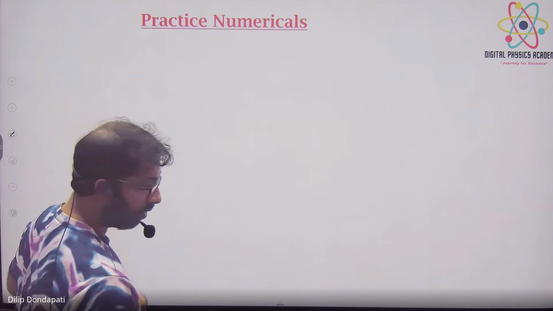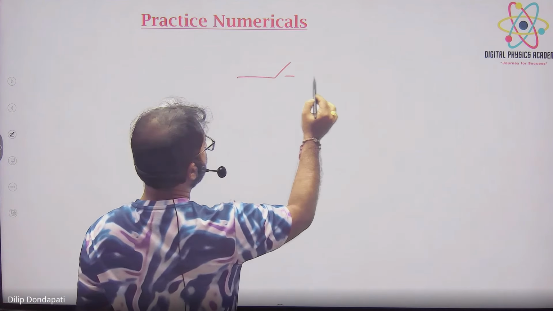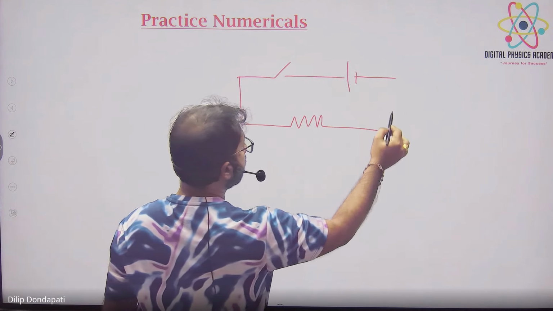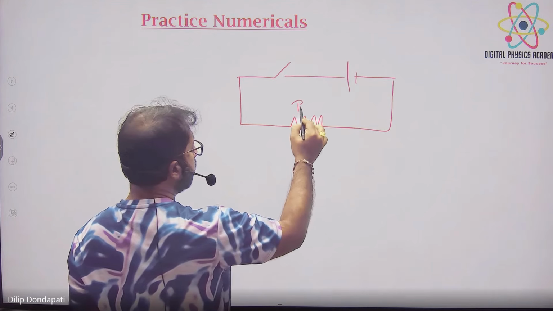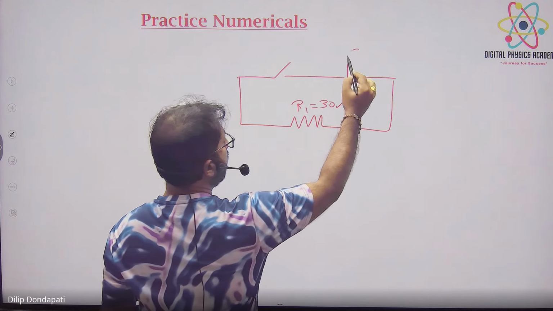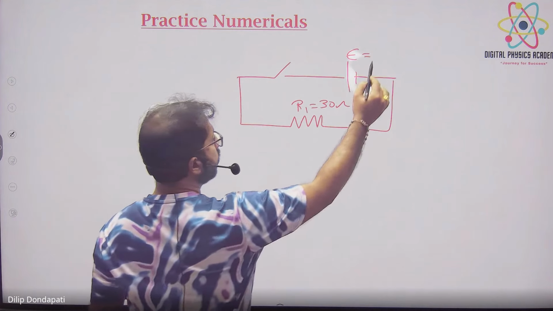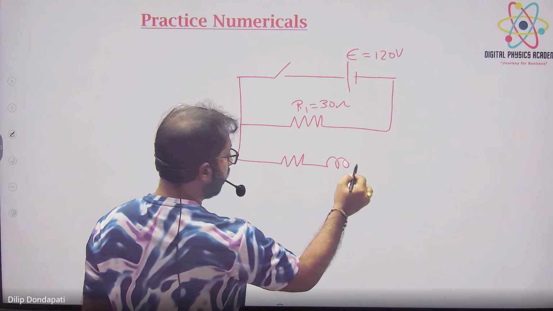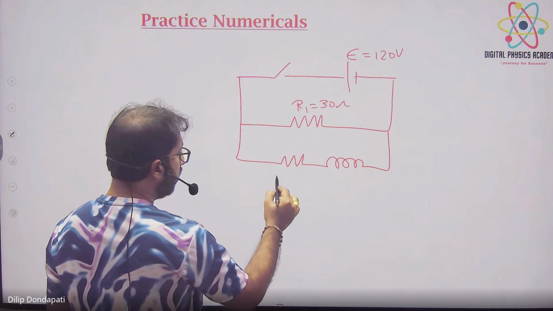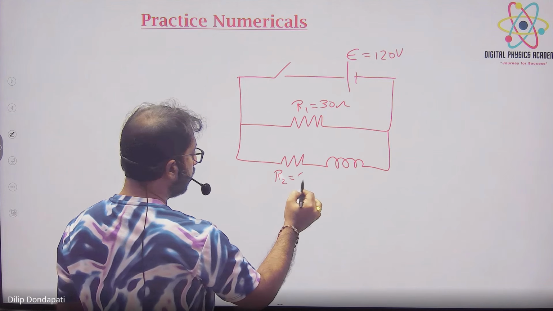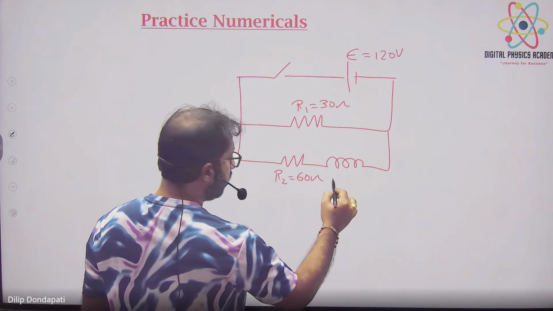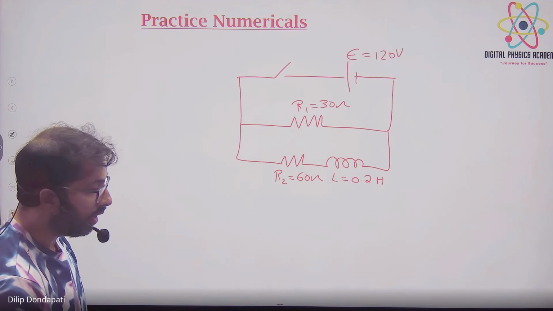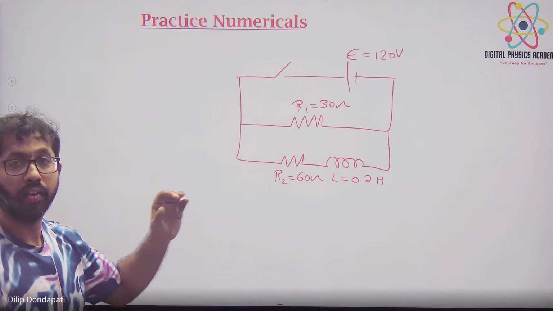Do one question, you will understand. So this is a switch, this is a battery, resistance R1 they given as 30 ohms and E voltage they given as 120 volts, and a resistance and inductor is given. So they'll combine resistance and inductor. R2 is 60 ohms and inductor is 0.2 Henry. Okay, he is telling find the current in R1 and R2.